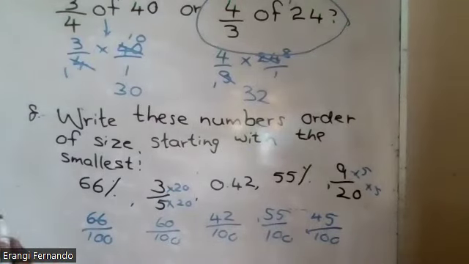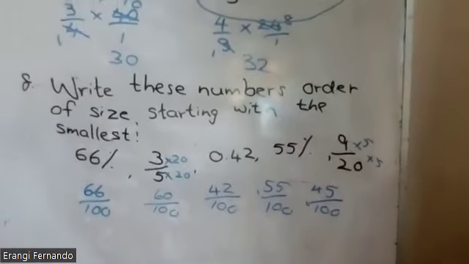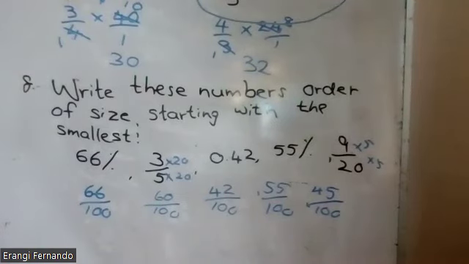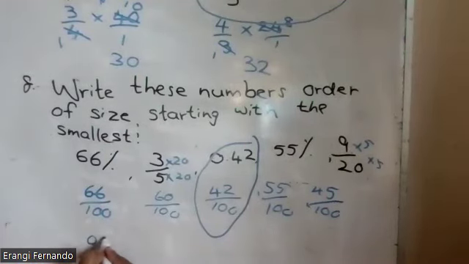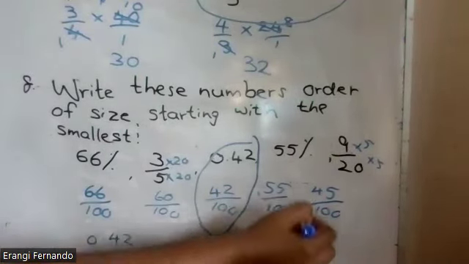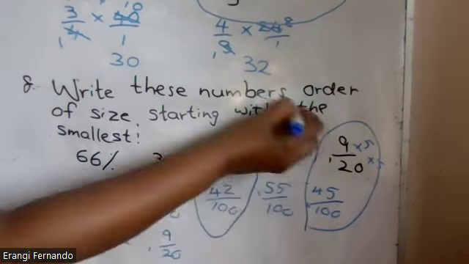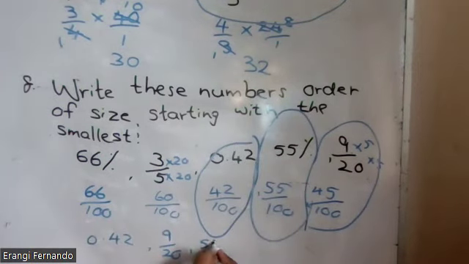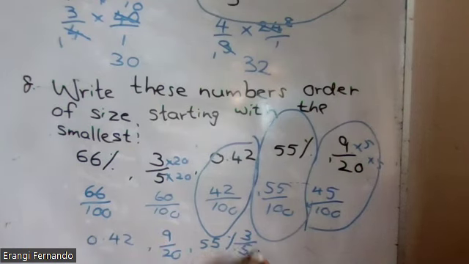So now we have written all the answers in fraction. Now we can write the numbers smallest to biggest. The smallest value is 0.42. The next one, 9 over 20. The next, 55%. Next, 3 over 5, then 66%. So we have arranged the numbers from the smallest to biggest.